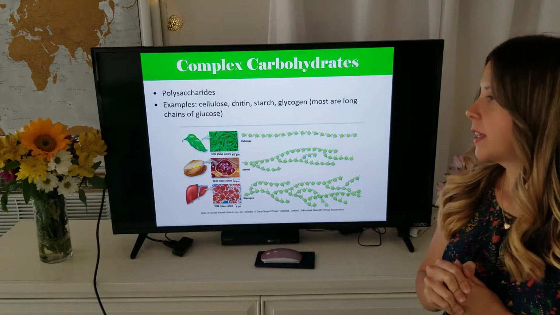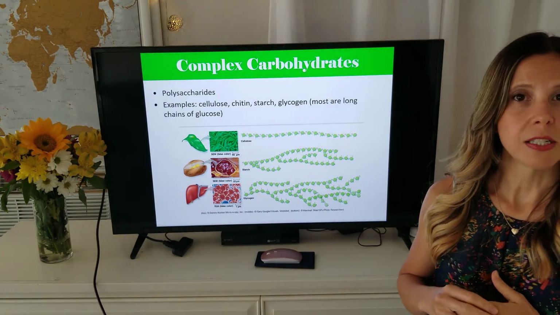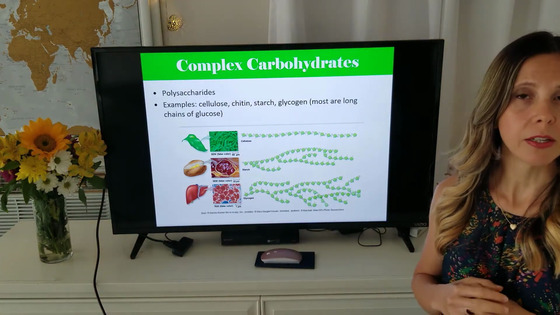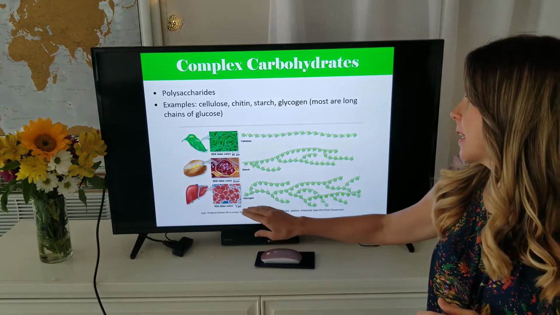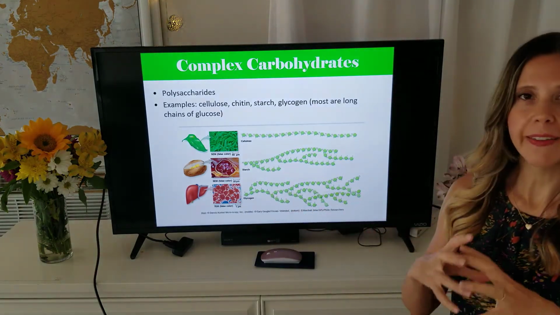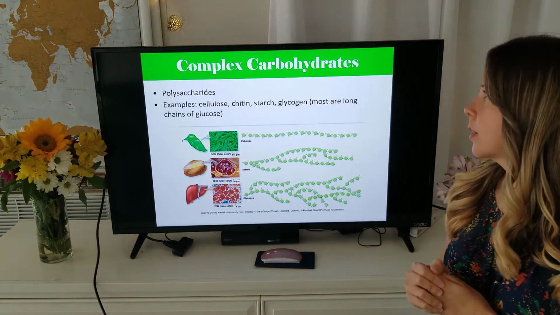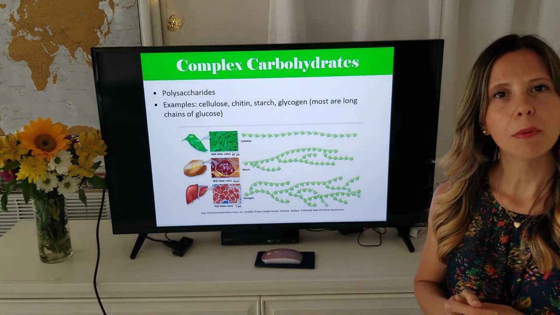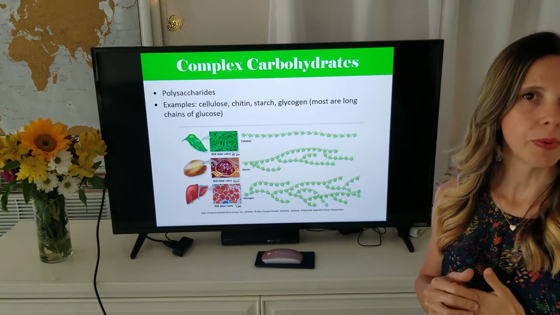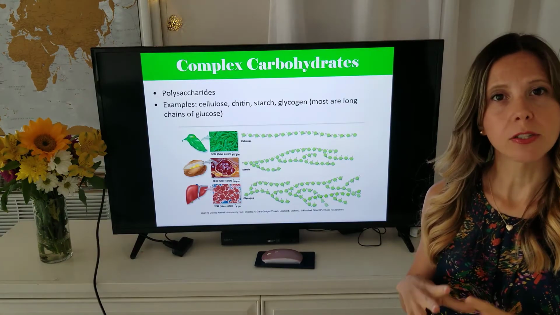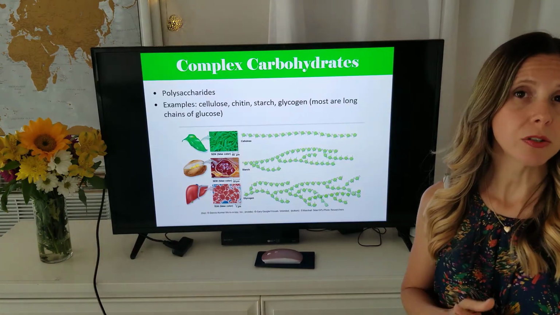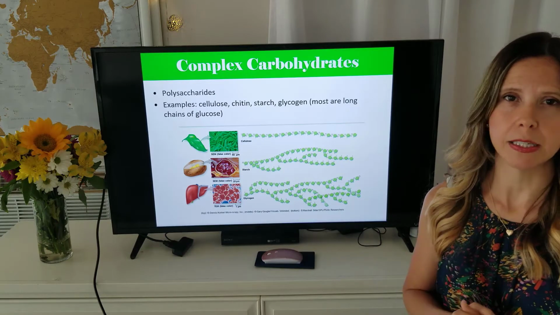Last example over here is glycogen. This is a storage molecule that we actually find in humans. And you can see once again we have glucose molecules linked together, and it's a highly branched molecule as well. Another animal example of a polysaccharide would be chitin. We find this in the exoskeleton of our insects. We actually also find chitin in fungi cell walls.